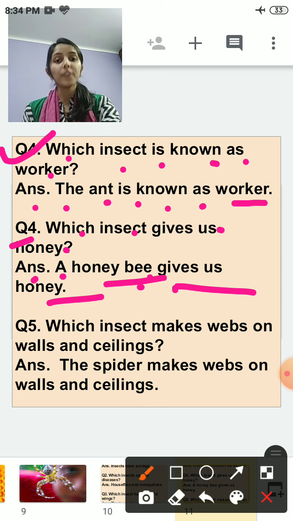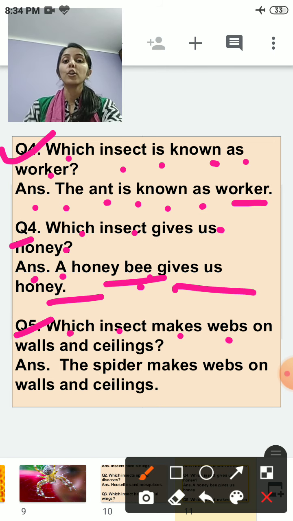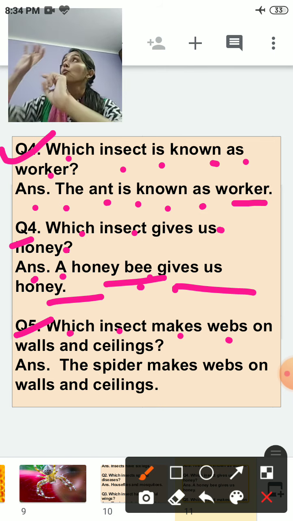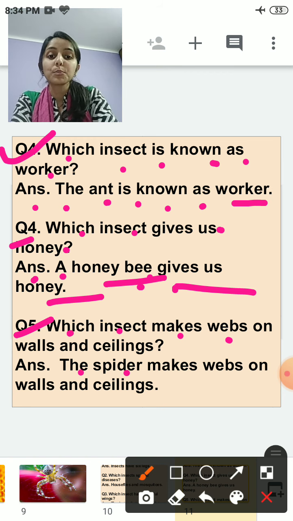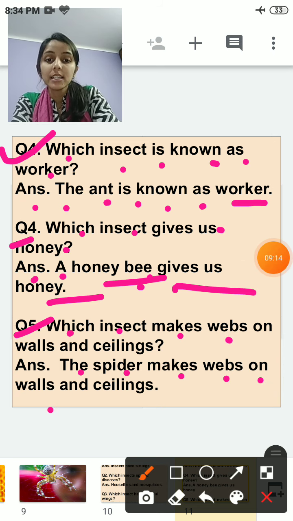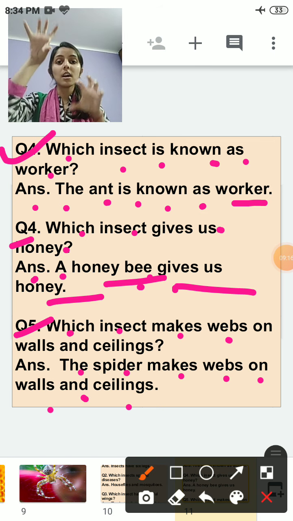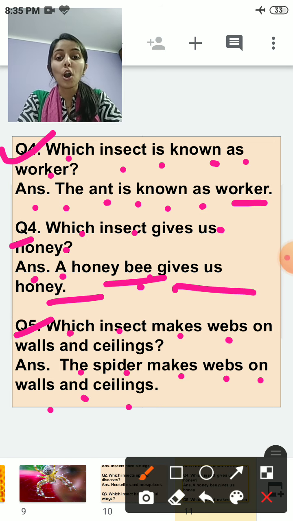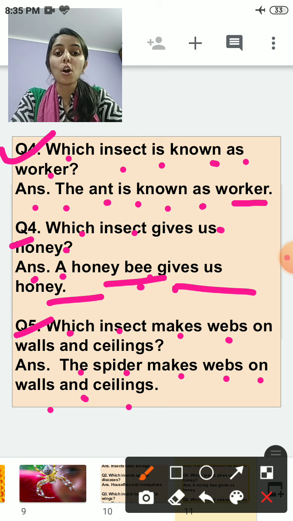Now, fifth question. Which insect makes webs on walls and ceilings? Spider. Yes. The spider makes webs on walls and ceilings.